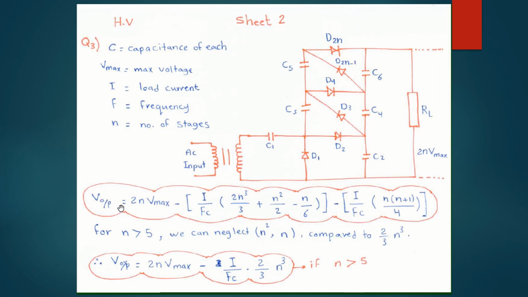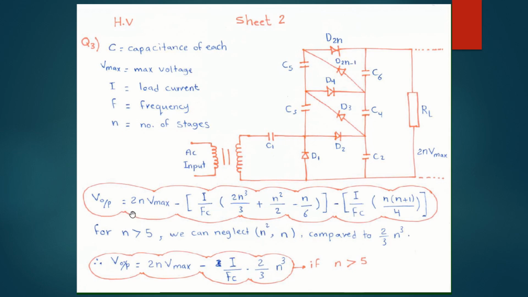V output is equal to N V max minus I, which is the load current, divided by F C, F which is the frequency, and C which is the capacitance. Then open the bracket, 2N to the power 3 divided by 3 plus N squared divided by 2 minus N divided by 6, and close the bracket, minus I, the load current, divided by frequency into the capacitor, open the bracket, N, open the bracket, N plus 1 divided by 4, and this here is the formula when N is less than 5.